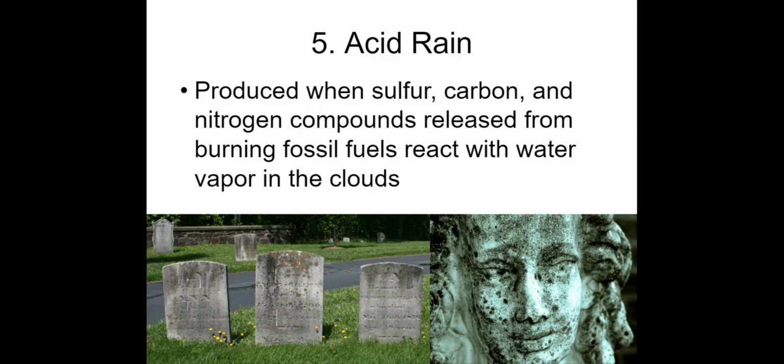For number 5, we've got acid rain. You've probably seen the effects of this. We have sulfur, carbon, and nitrogen compounds that get released when we burn fossil fuels, and then that reacts with water vapor in the clouds, and then it falls back down to the earth as acid rain. That will damage different types of rocks. Here we've got some gravestones and statues. Some areas of the earth have bigger issues with acid rain. Some don't have as much.